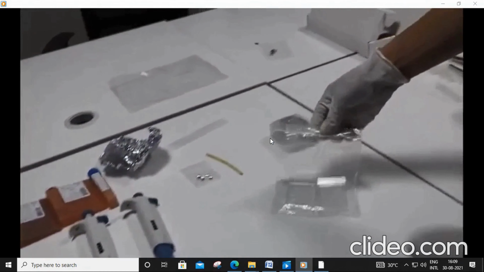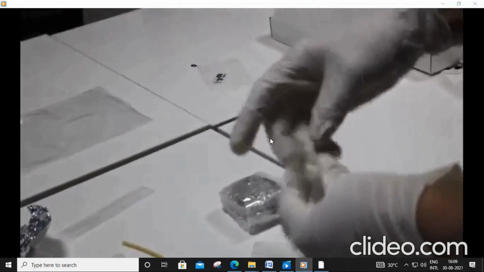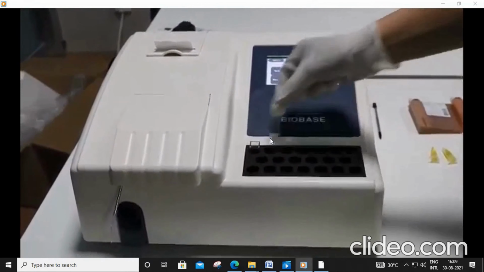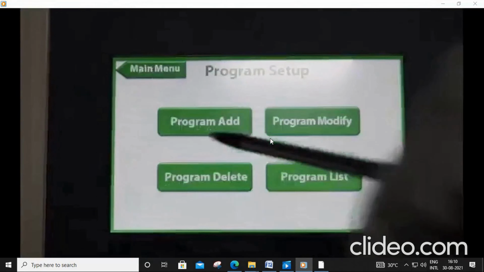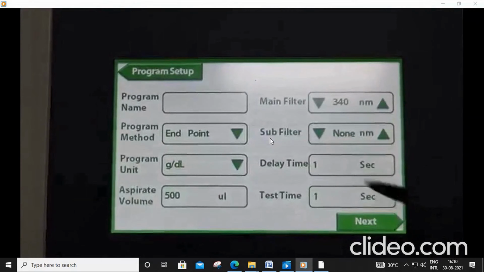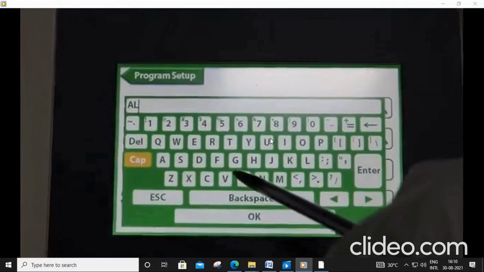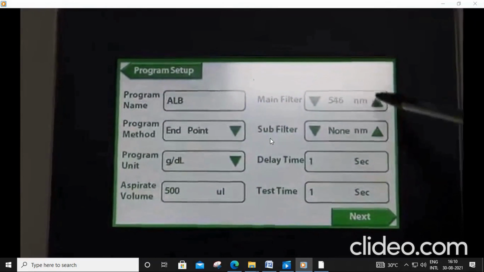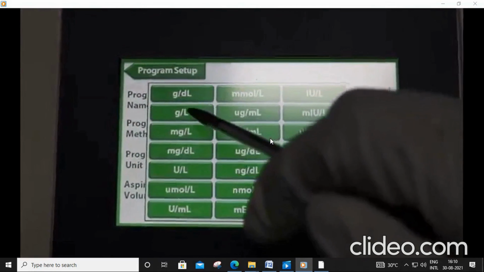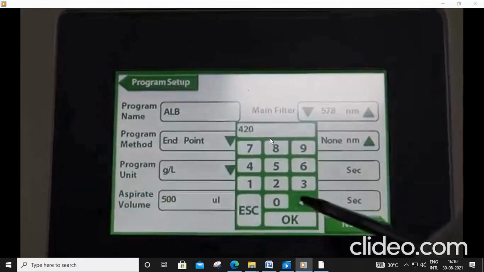Then after, these are the cuvettes in which we have to take the sample and standard solutions. We can place a number of cuvettes in this. Then we have to create the program. Then we can use the different filters according to our need. We can set the unit for that.